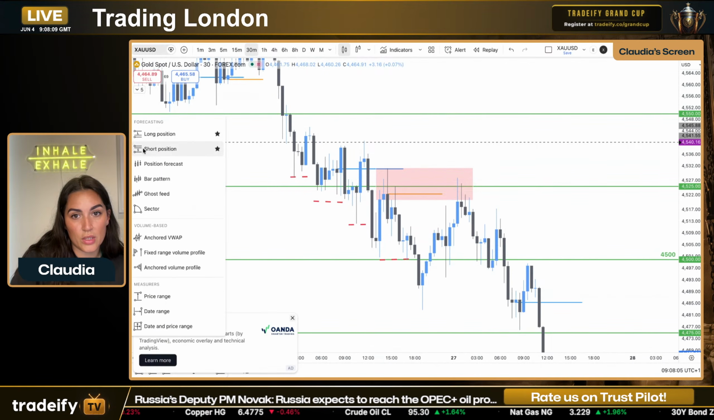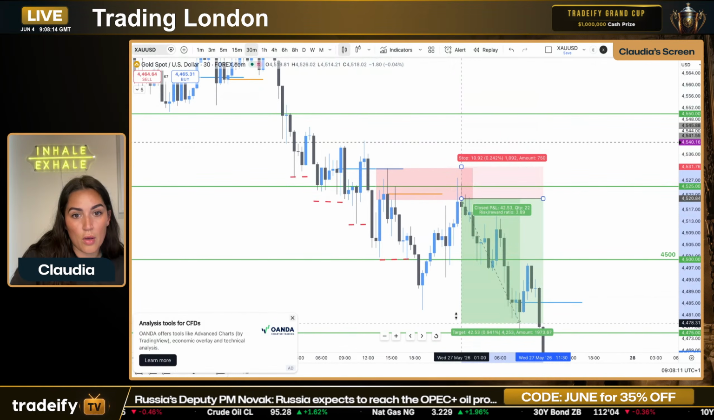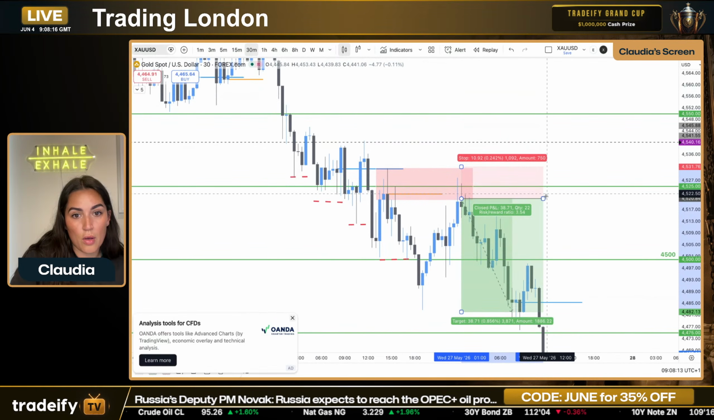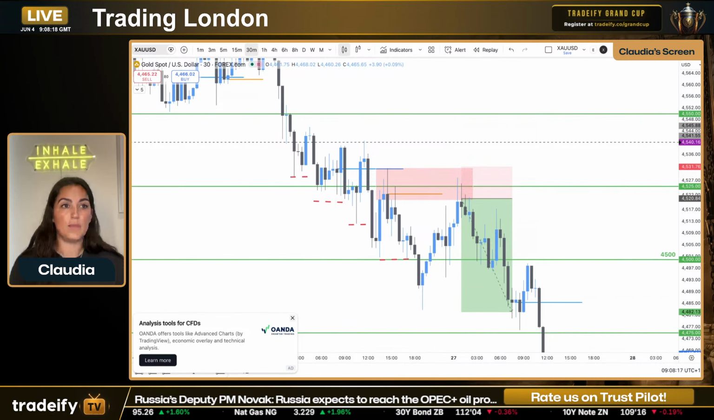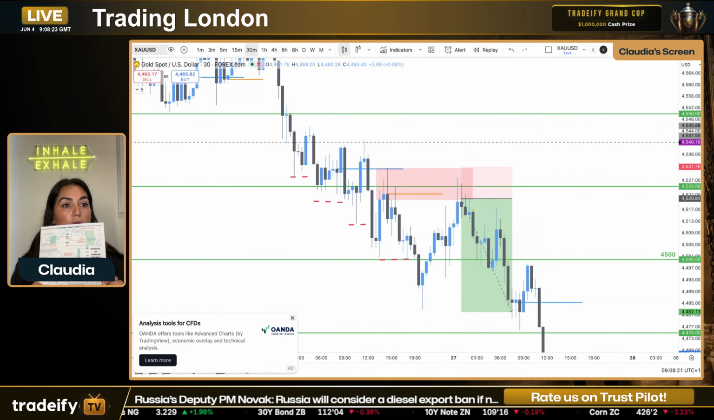Stop loss above the high of the candle that created that zone. TP at the previous low. 1 to 3 risk to reward, 3.5 risk to reward. So yeah, I've actually got it here. I couldn't for my rules.